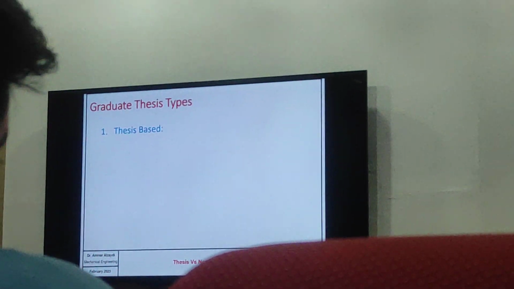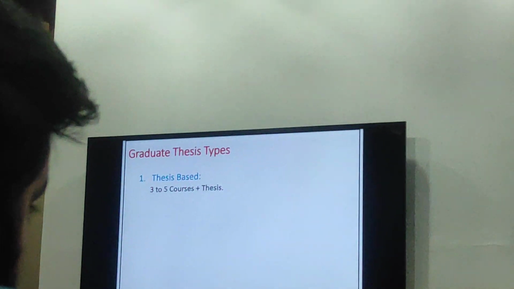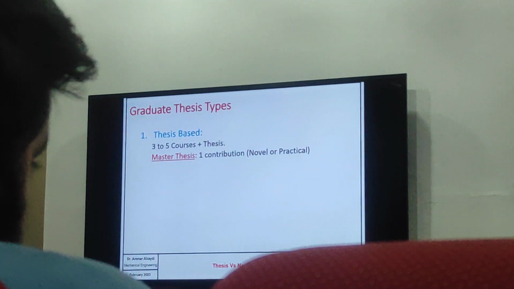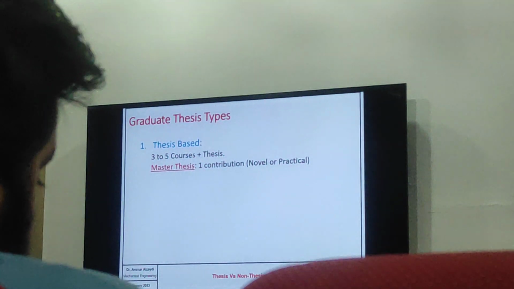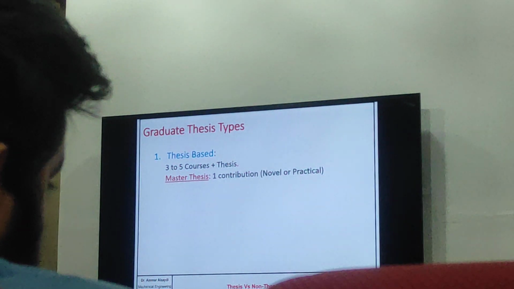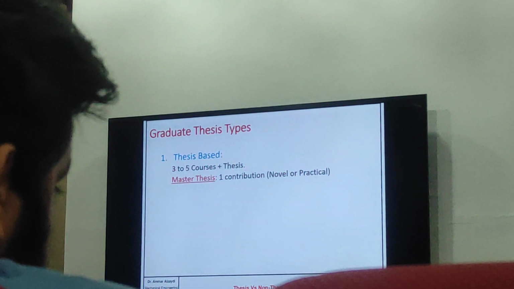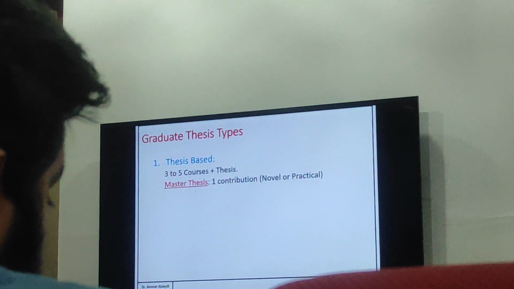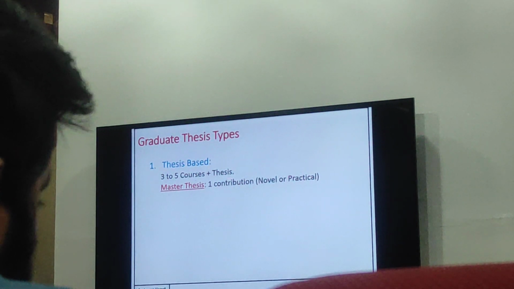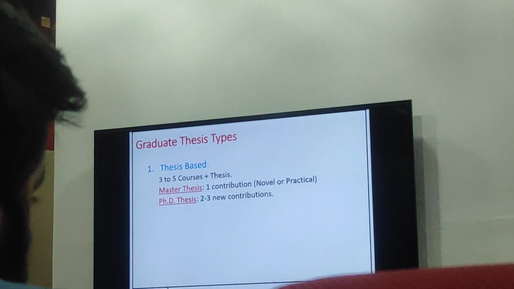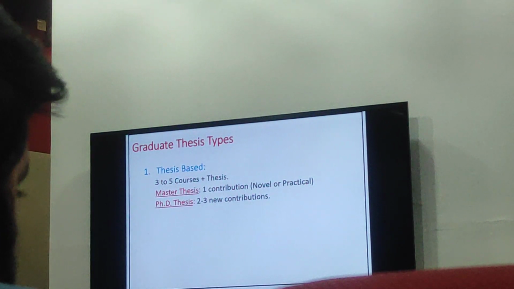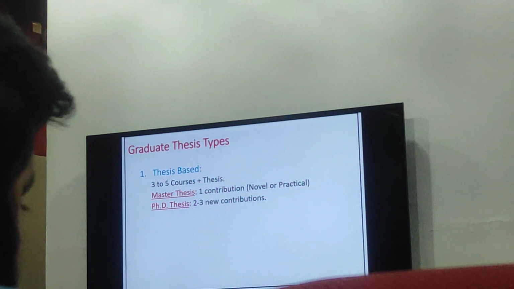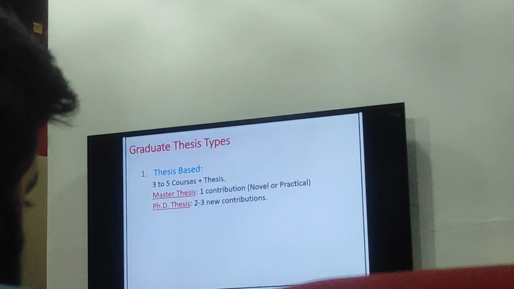First, you have thesis-based, where you can take courses and do a thesis. For example, for a master's thesis, you can do one contribution, either novel or an application. So you take an idea, you apply it to a system, and you prove that idea. Or if it's novel, it's a brand new idea that you come up with yourself, and then you apply it. That's usually the measure. For a PhD thesis, it's usually 2 to 3 novel ideas that you apply to get your degree.